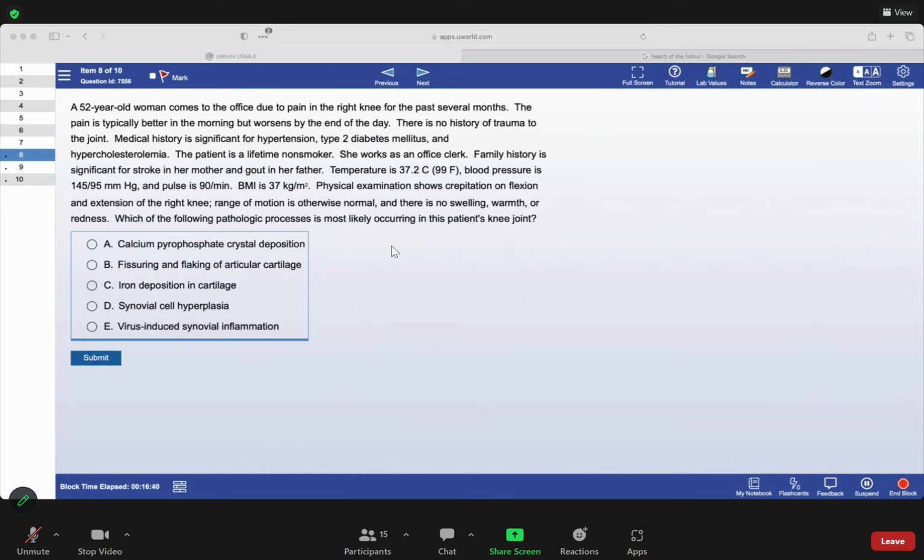It's a diagnosis. Asymmetrical joint. Worsen by the end of the day. So that should be osteoarthritis, isn't it? You guys see the pattern, folks.